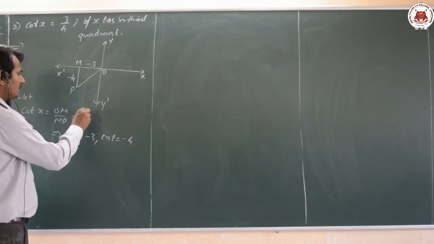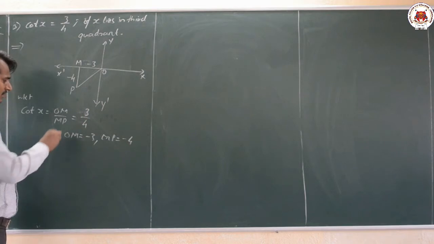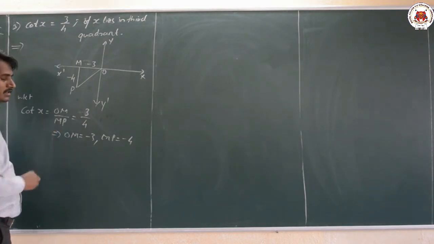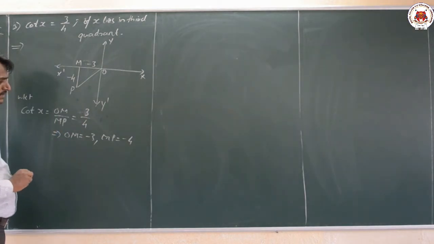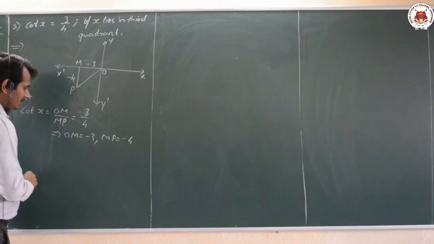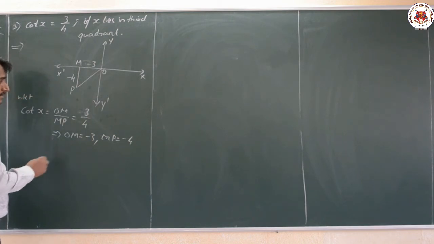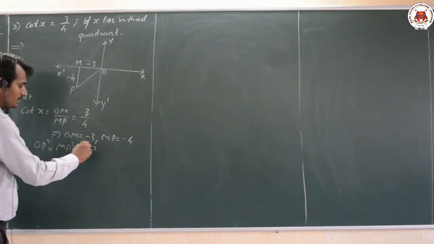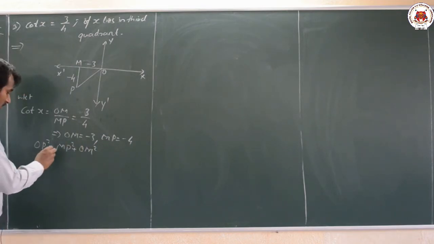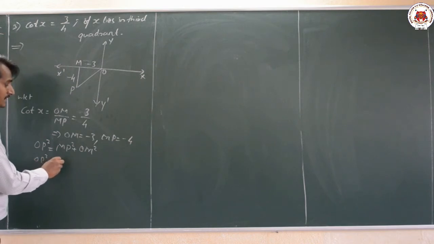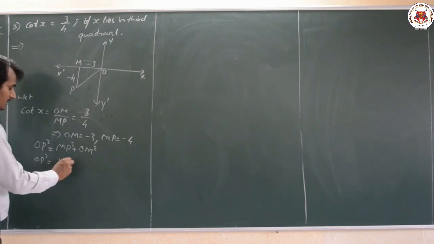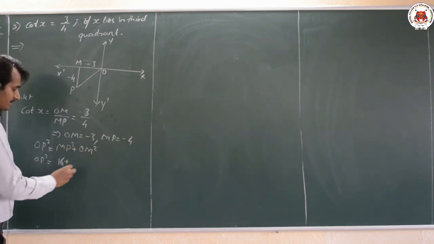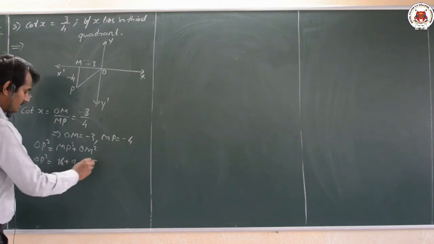Now what is the next value here? Now how can we solve this particular problem? By making use of the Pythagoras theorem. What is the Pythagoras theorem here? OP square is equal to MP square plus OM square. I don't know the OP value, I will keep it as it is. MP square is 16 plus OM square, that is 9. The value will be 25.